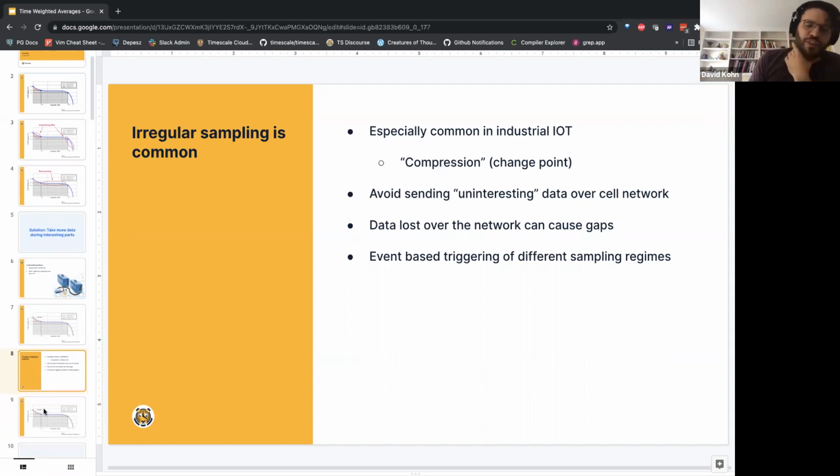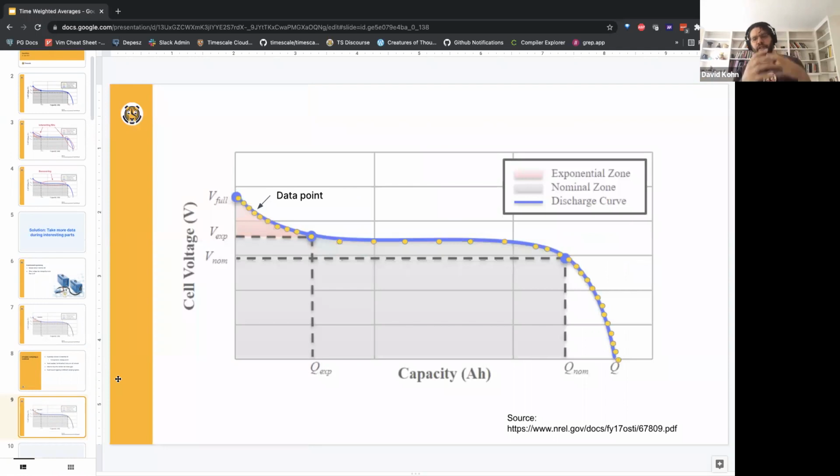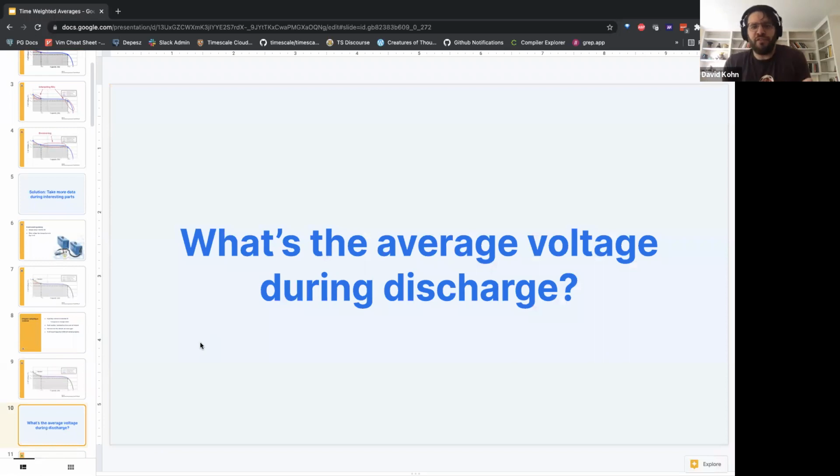Okay, so we've established that it's common, and we have this differing sample rate regime that we see. So here's the question that I want to ask. How do we get a representative average? Like, what's the average voltage during my discharge?